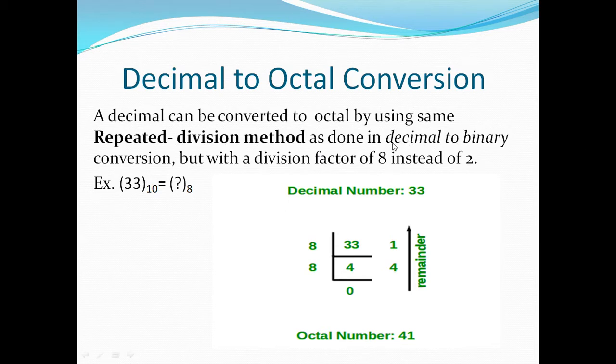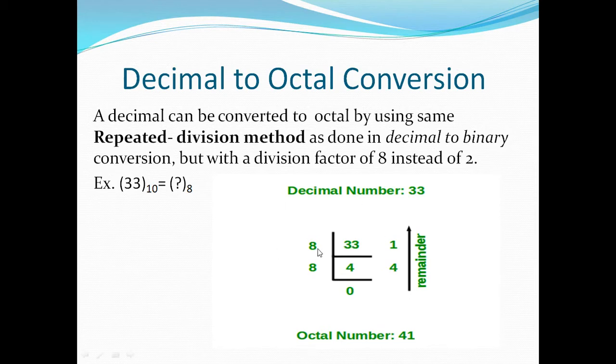These conversions are similar to decimal to binary. Again we have to use the repeated division method here also, but instead of using 2 as a division factor we will take 8. We will divide the decimal number again and again by 8 only. Suppose we have a number 33 and we want to convert this to octal. We'll start dividing it by 8 using the repeated division method.